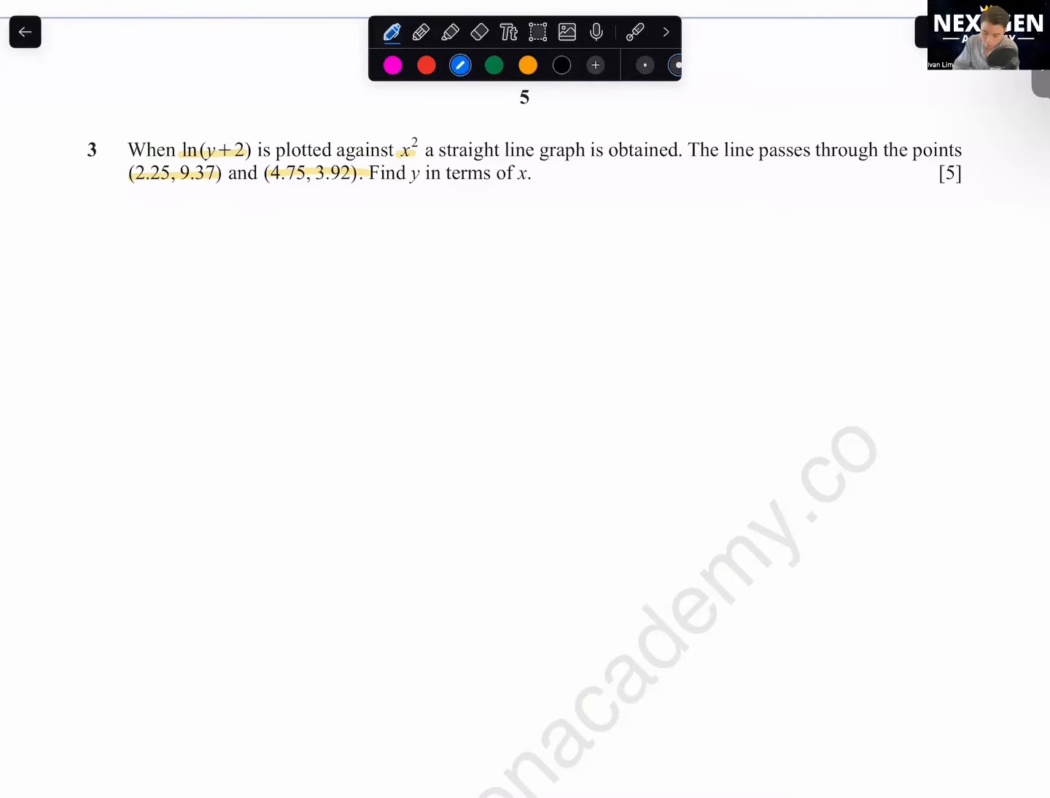What I like to do before I do this question, just roughly sketch it out so you can see the shape of the graph. Big Y is ln y plus 2. Big X is x squared. And then the 2 points, you see here, 2.25, 9.37. The other point is actually going slightly down. So here is 4.75, 3.92.